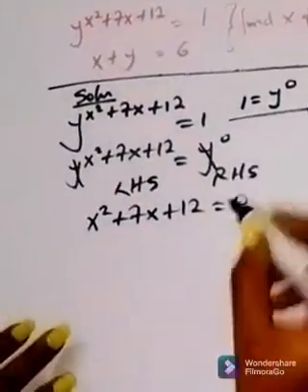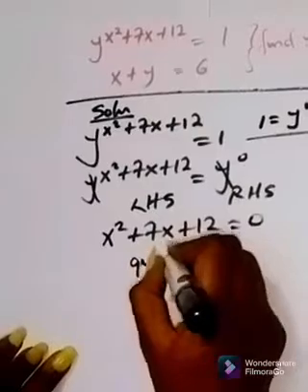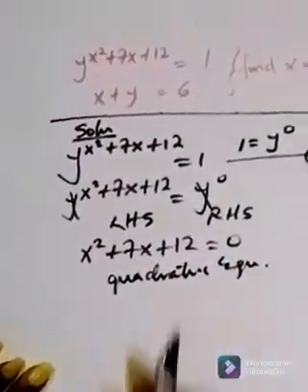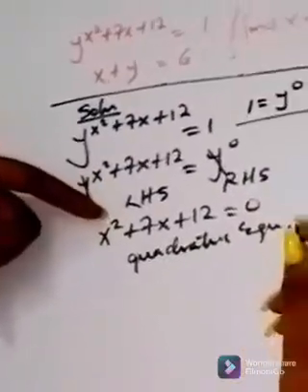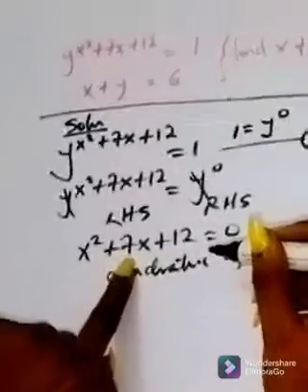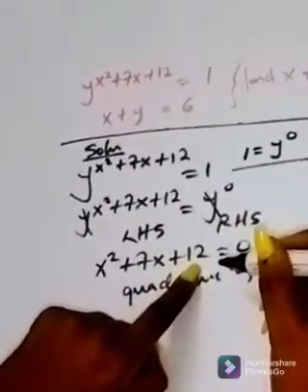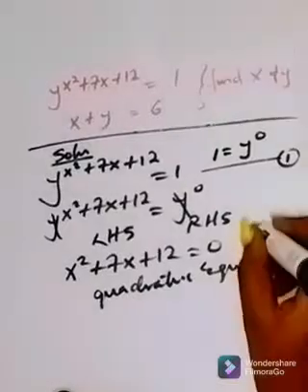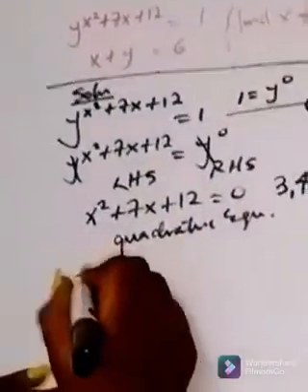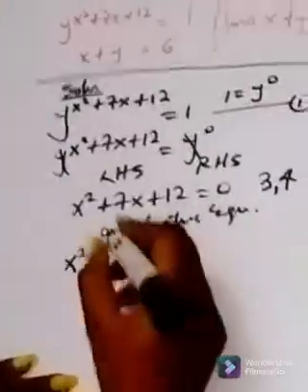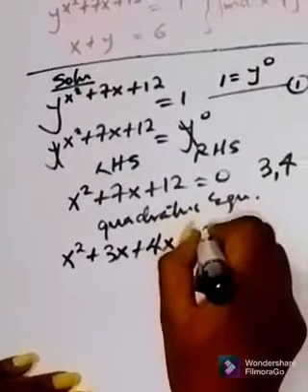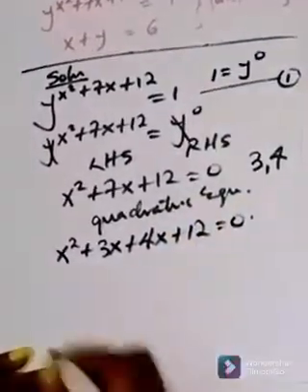So now I'm seeing a quadratic equation. This is a quadratic equation, okay? And I'm also seeing the factors already. So what factors of 12 can you add that will give you 7 and multiply that will give you 12? I found out that we can use 3 and 4, okay? So let's break it down. x squared plus 3x plus 4x plus 12 equal to 0.